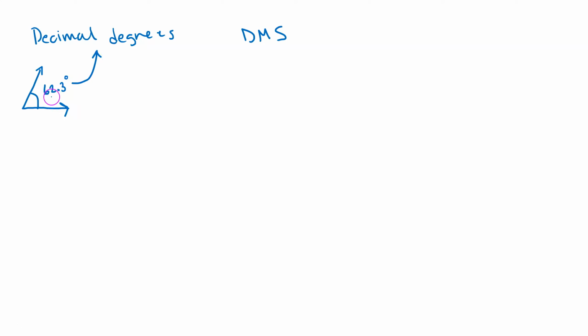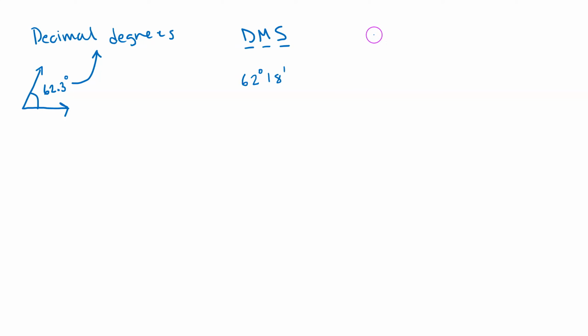And typically this is what we work in nowadays, now that calculators are in such common use. But before calculators were so common, the degrees were sometimes reported as degrees, minutes, seconds. So rather than writing 62.3 degrees, you would write 62 degrees and 18 minutes. And we're going to look at how to interconvert between decimal degrees and degrees, minutes, seconds.